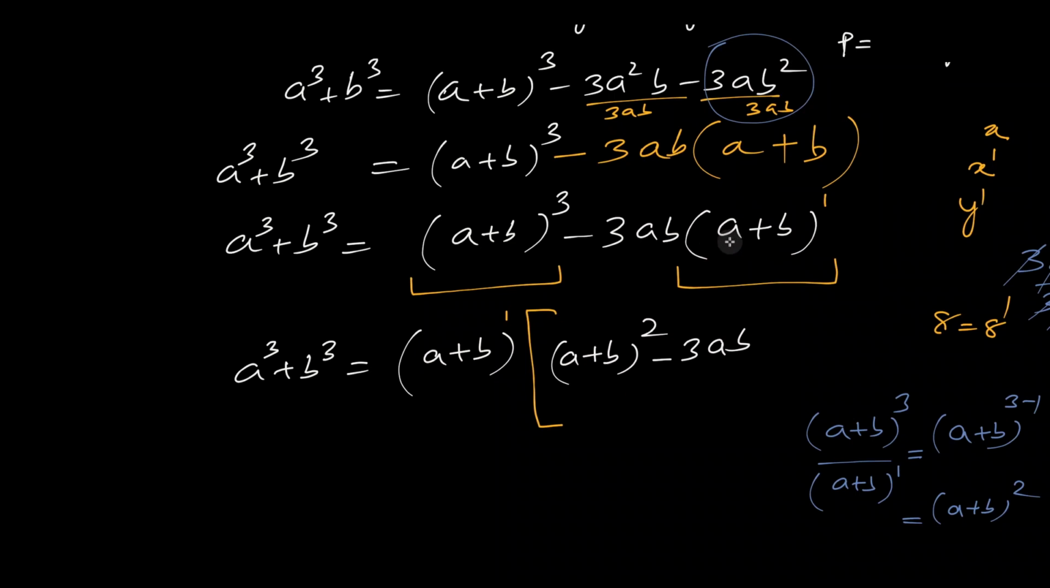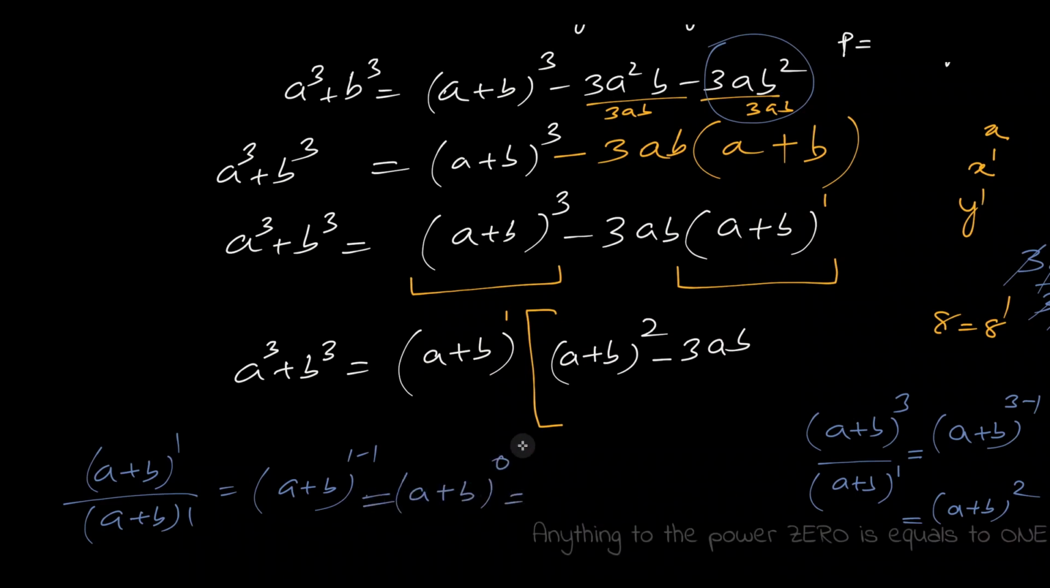What happens if we divide a plus b power 1 by a plus b power 1? It is as good as crossing this one. Let's say here a plus b as it is and a plus b. So it is power 1, it is power 1. So we can say a plus b, 1 minus 1, it is going to be a plus b to the power 0. Anything to the power 0 is just 1.